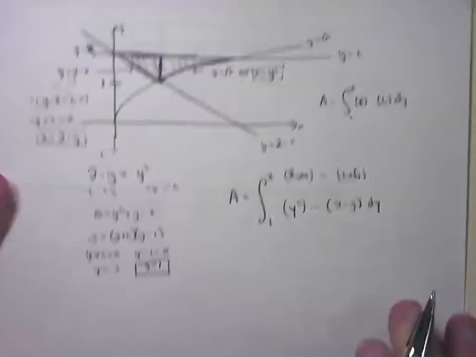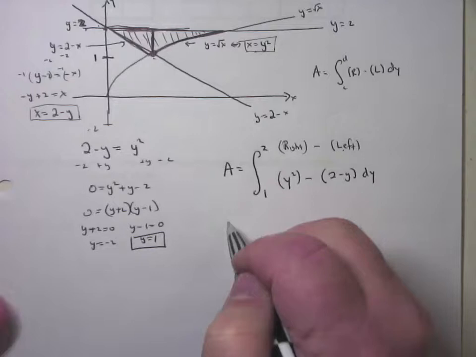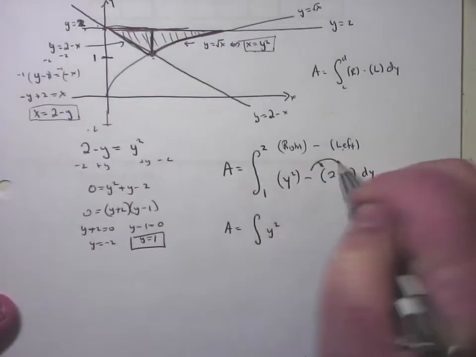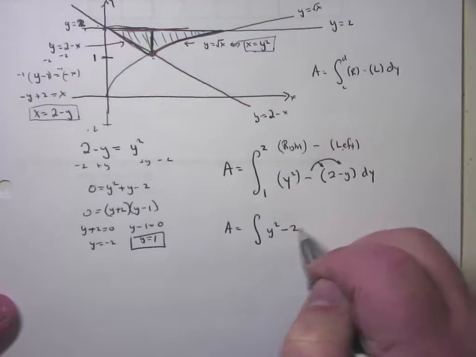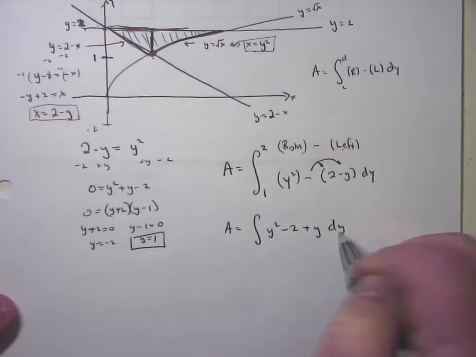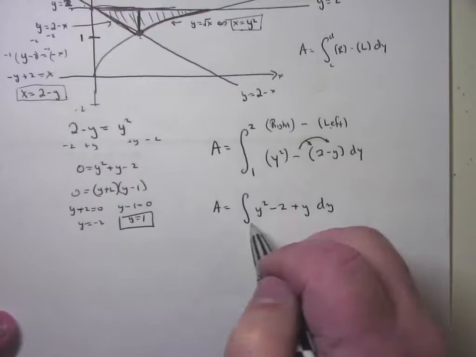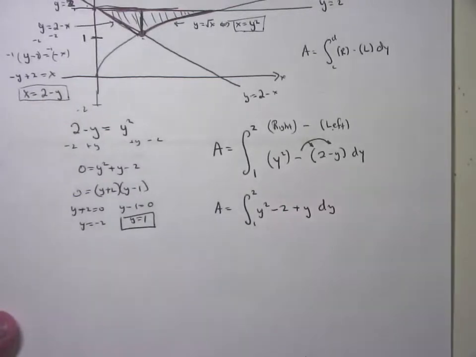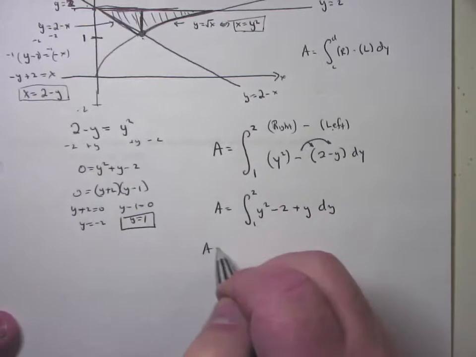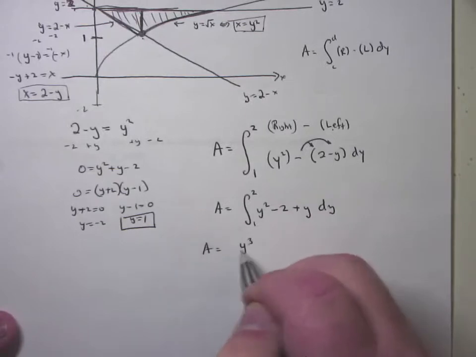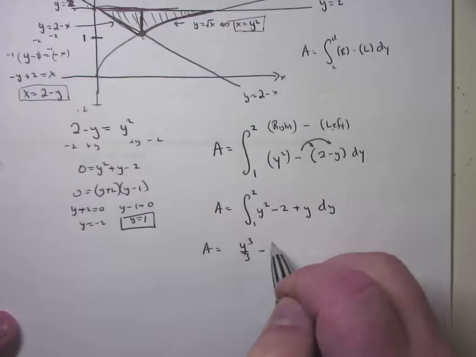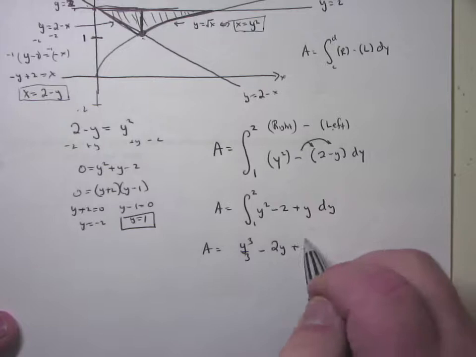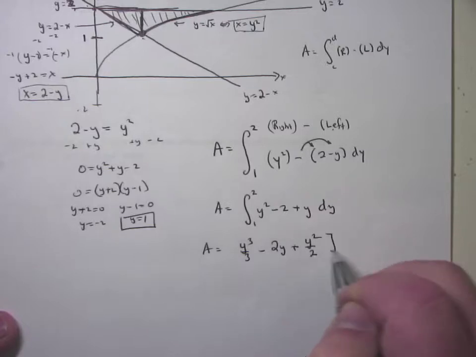So now I'm going to clean this guy up. So area equals the integral of y squared, and this negative is going to distribute. Becomes y squared minus 2 plus y dy. Integral from 1 to 2 of y squared minus 2 plus y dy. Now I'm going to integrate this guy. Integral of y squared is y cubed over 3, minus integral of 2 with respect to y is 2y, plus the integral of y is y squared over 2, evaluated from 1 to 2.